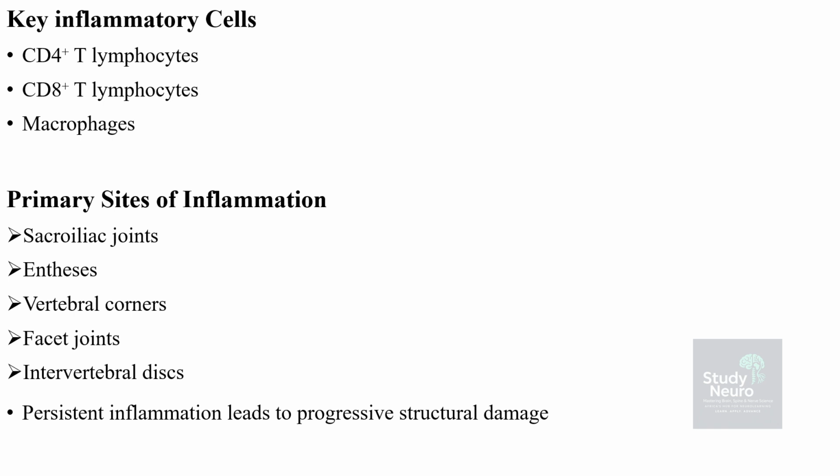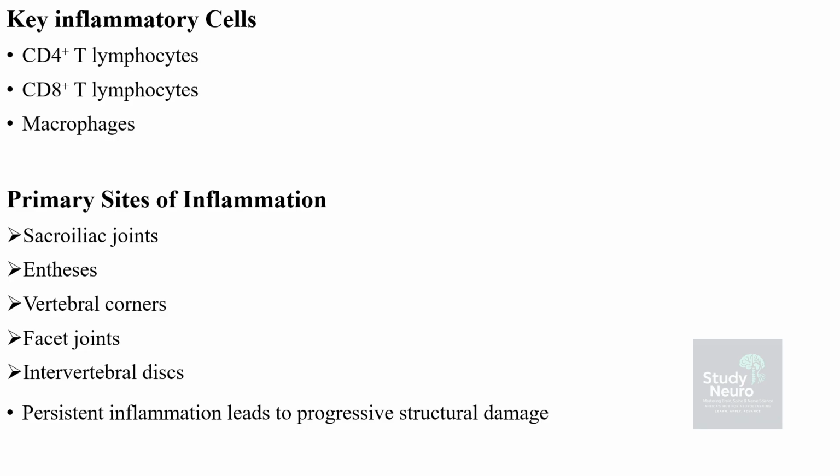Several immune cells contribute to the inflammatory process in ankylosing spondylitis. These include CD4 positive T lymphocytes, CD8 positive T lymphocytes, and macrophages, which interact to sustain inflammation in affected tissues. The inflammation is not limited to one location. It commonly involves the sacroiliac joints and entheses, while other areas of the spine, including the vertebral corners, facet joints, and intervertebral discs, may also be affected. The pattern can vary between patients.